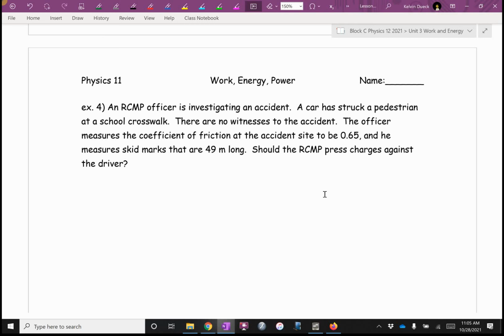An RCMP officer is investigating an accident. A car struck a pedestrian at a school crosswalk. No witnesses. The RCMP measures the coefficient of friction on the road right there to be 0.65. There's instruments that you can use to measure that. And then measures the skid marks to be 49 meters long. Should the RCMP press charges against the driver?